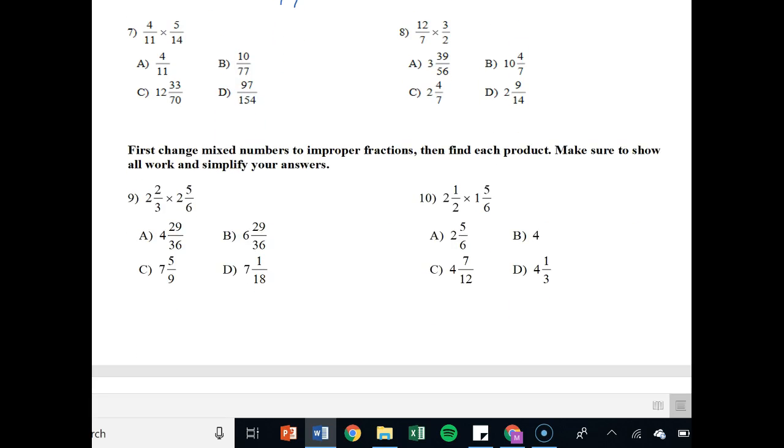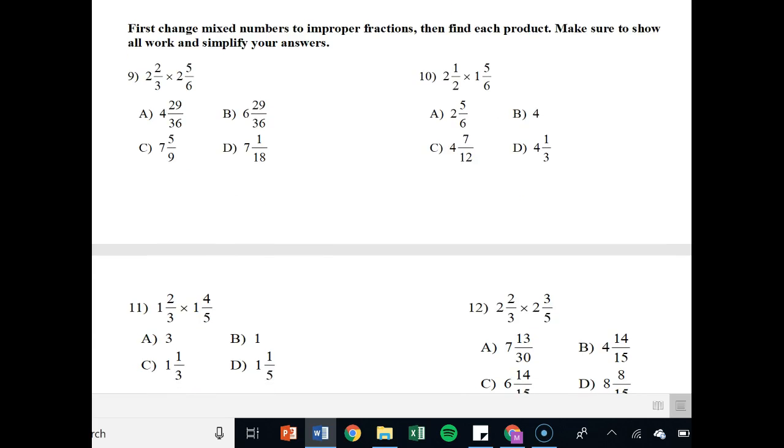All right, number 7. 4 and 14, I can cross cancel by dividing them both by 2. So 4 divided by 2 is 2. 14 divided by 2 is 7. 5 and 11, they got nothing in common. So I multiply straight across. I'll get 10 over 77. That is fully simplified. B is my answer.